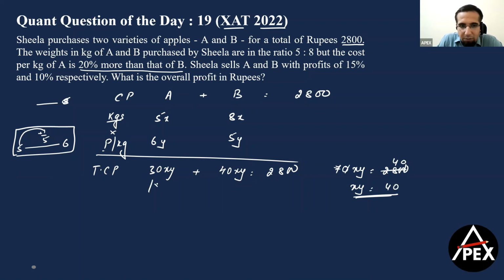So variety A cost me 30 into 40, that is 1,200 rupees. And variety B cost us 40 into 40, that is 1,600 rupees. This is my total cost price.